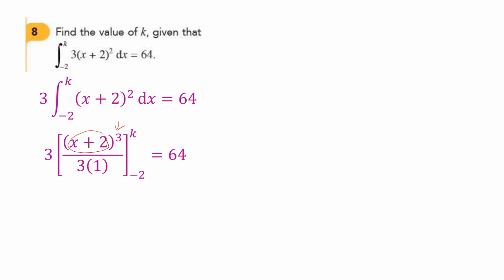How do you simplify it? 3 means 3 over 1, so basically it's just 3 divided by 3. You can just cancel off. 3 divided by 3 gives you 1. So the next step will be like this.